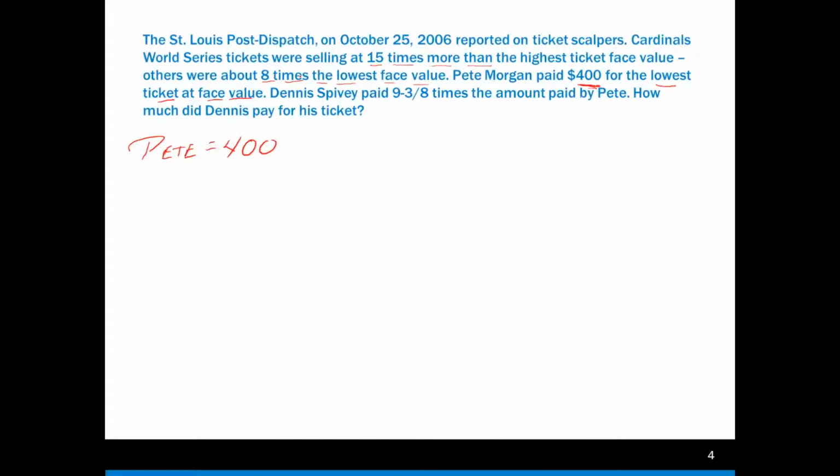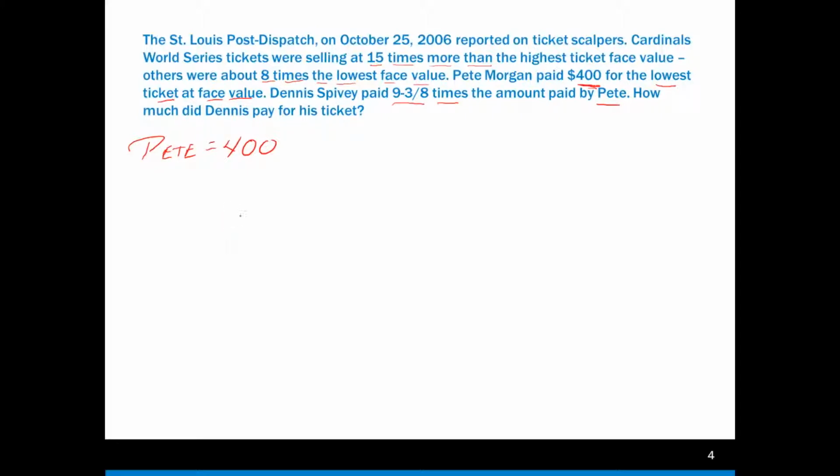Dennis Spivey is paying 9 3/8 times what Pete paid. And the question is asking me, how much did Dennis pay for his ticket? Well, we don't know what Dennis's ticket is right now, so let's assign it a variable, and we'll call it T. Right? T for ticket.